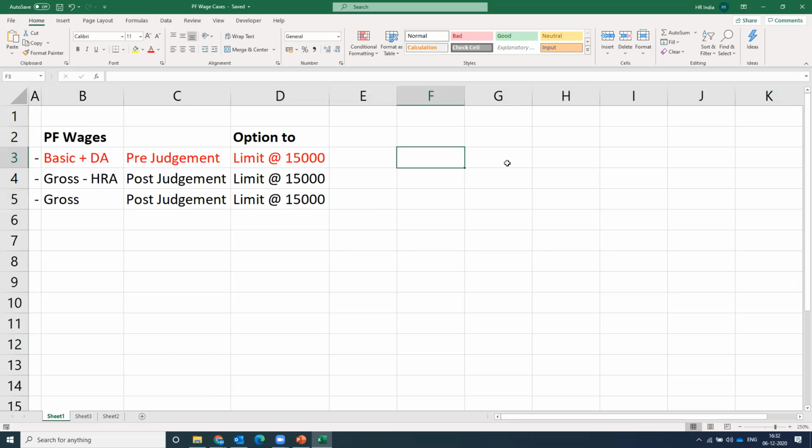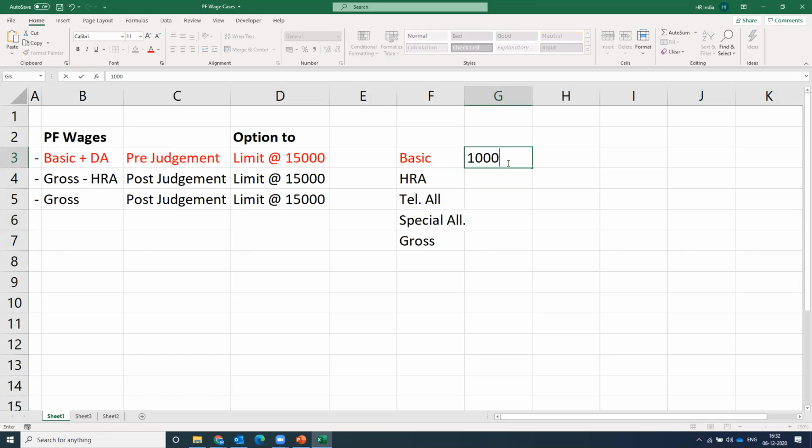Now let's have a look at what exactly that PF judgment was saying. For that I need a few components over here. Basic, HRA, let's take a telephone allowance and special allowance, and this is the gross salary. Let's take basic as 10,000. Let's make HRA 40%, telephone 10%, and let's take special allowance as 5,000.